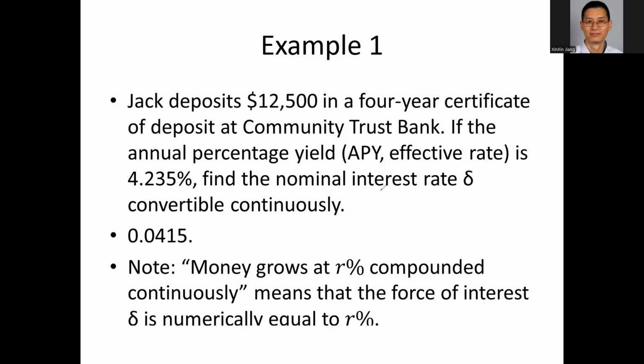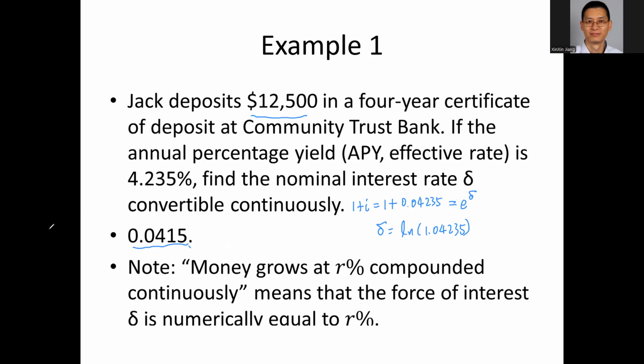Okay. So the effective rate is 0.04235. That's the effective rate. That equals 1 plus i. 1 plus i equals e to the delta. So delta would be simply the log of 1.04235. If you use a calculator, you will get this number. For this particular problem, this number is not relevant.